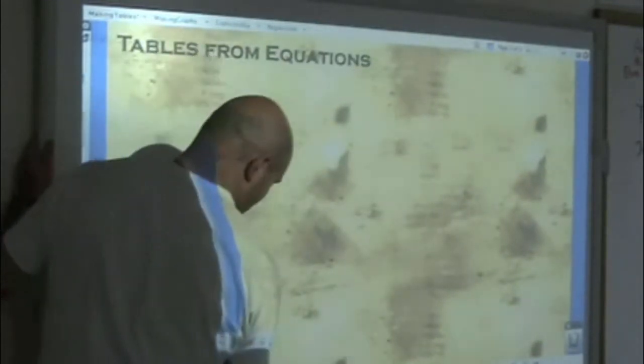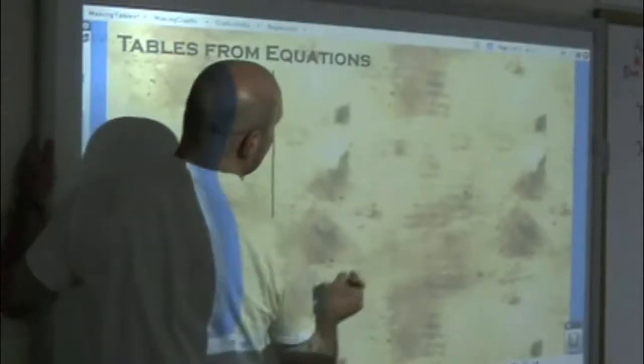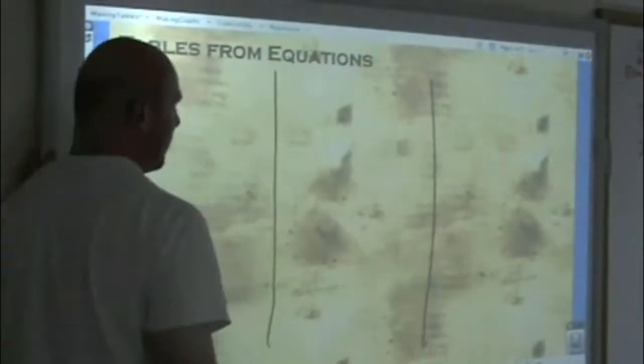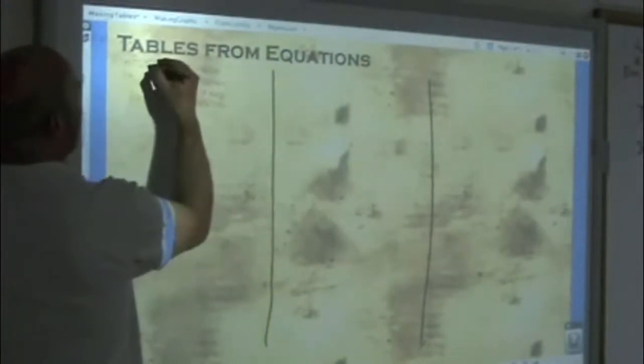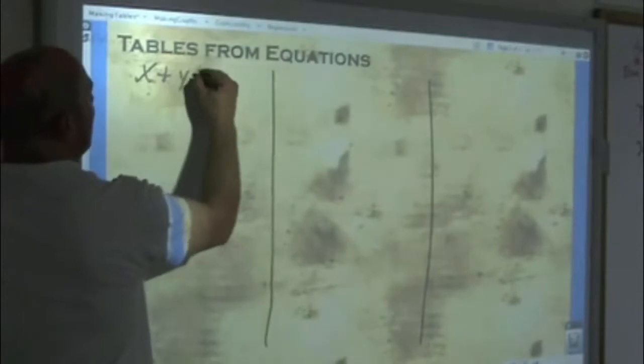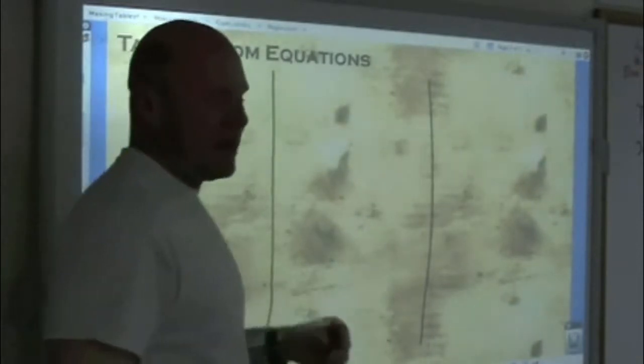Category one, let's go with a color we can actually see. There we go. Category one, category two, category three. All right, first one is, what if you have any kind of equation that has an x and a y in it? So let's say I just had something really simple like x plus y is equal to 7. How do I make a table from that?